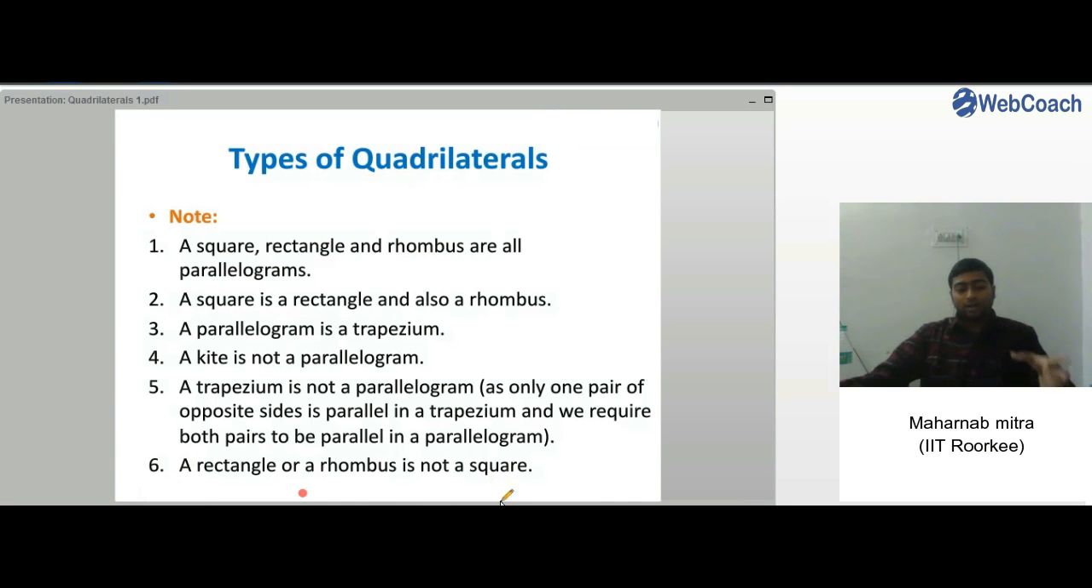And a rectangle or a rhombus is not a square, right? It is just the opposite of the first statement. A rectangle or a rhombus is not a square. And why is it so? To become a square, you have to have all sides equal, all the angles 90 degrees, right? And the opposite sides should be parallel to each other. A rectangle has some of the characteristics of a square, opposite sides being parallel and equal and all angles of 90 degrees, but all the sides are not equal in a rectangle, and in a rhombus all the angles are not 90 degrees.